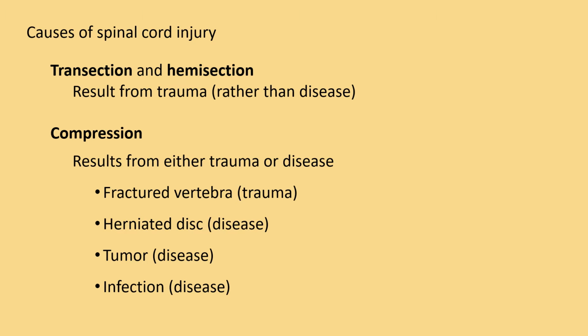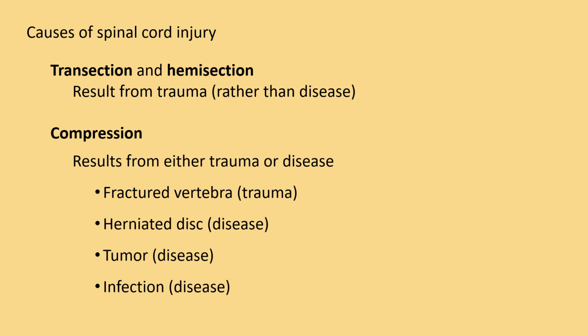A herniated disc is caused when an intervertebral disc, these pads of fibrocartilage that occur in between the bodies of neighboring vertebrae, they have sort of a softer gel-like center. And when the exterior surface of the disc ruptures, that gel-like substance can bulge out and put pressure on the spinal cord or the spinal nerves.